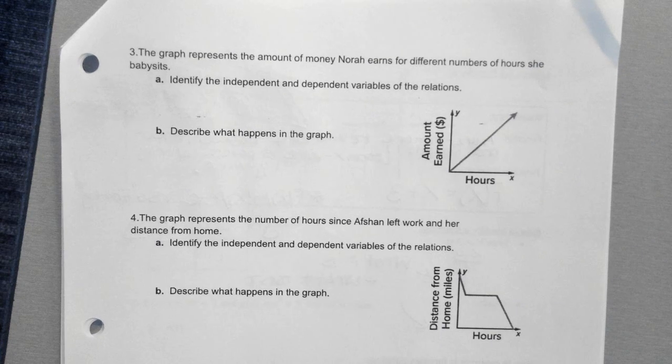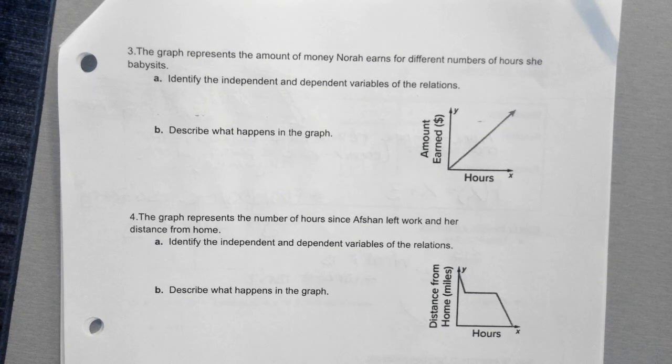Speaking of homework, take a look at the graph. The graph represents the amount of money Nora earns for different numbers of hours that she babysits. So we need to decide the independent and the dependent variable. Does the amount of money depend on the hours, or do the hours depend on the amount of money? The money depends on the hours.